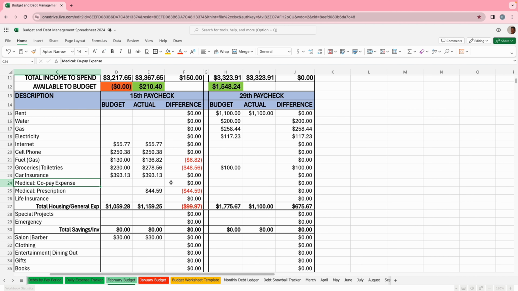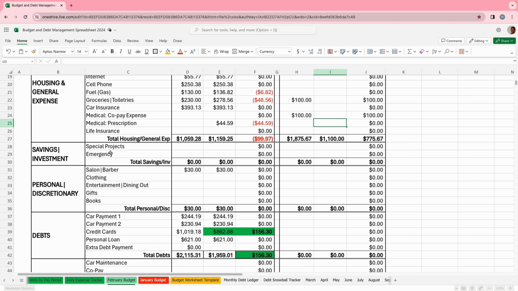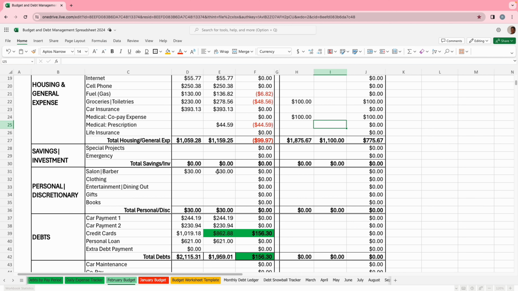Okay, co-pay expenses, I do have some appointments coming up that I'm going to budget $100 for. I might have to reschedule those appointments. Moving along, savings and investment, I'm not putting anything in savings and investment from this paycheck. There is not enough to do that. Personal and discretionary, nothing is going there as well.